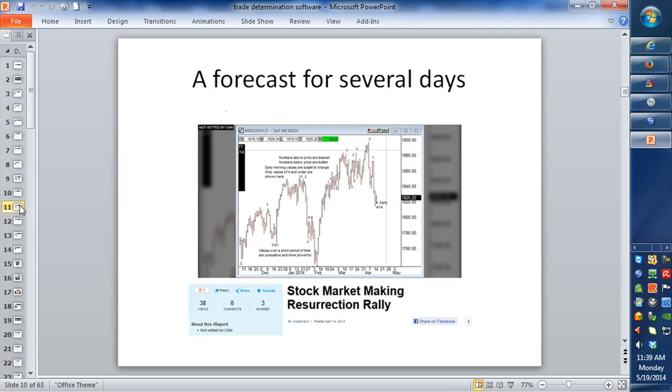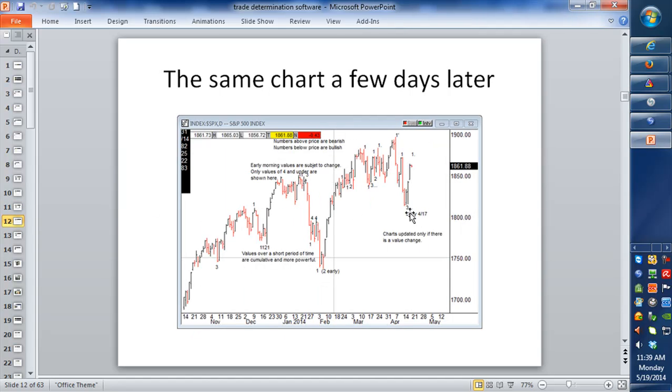Okay, let's move on. How about another forecast a few days later? Well, right before Easter on 4/14, we were predicting a substantial surge in the stock market. Called it a resurrection rally because we knew it was going to go into the Easter holiday. So let's see what happened afterwards. Sure enough, a few days later, boom, market was up there nicely. Now, we use different indicators for each of these things.